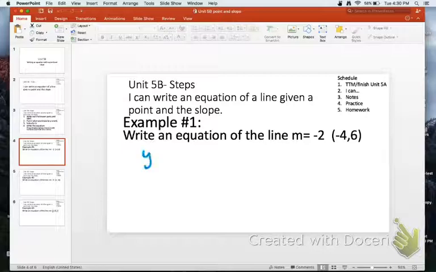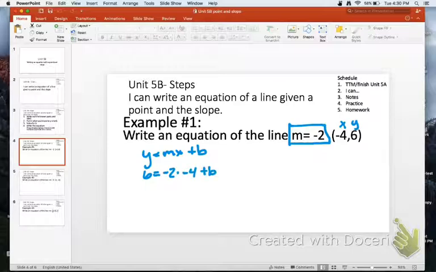So y equals mx plus b. Well, I notice here I have my m, and in this point I have an x and a y. So now I'm going to match things up. I start with my y, that's 6, equals m is -2, times x is -4. I don't know what b is, so I'm going to leave plus b. That's really what we're trying to find here.